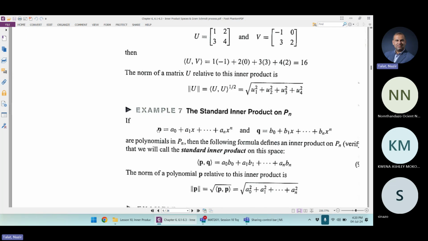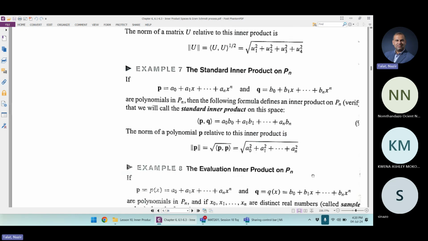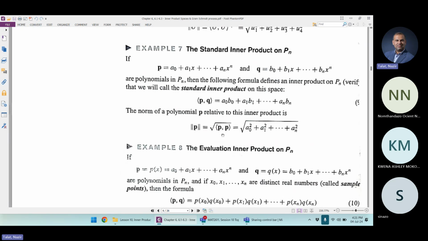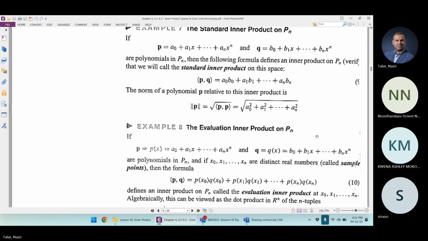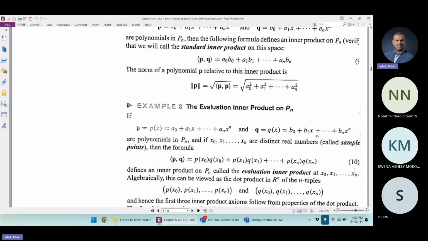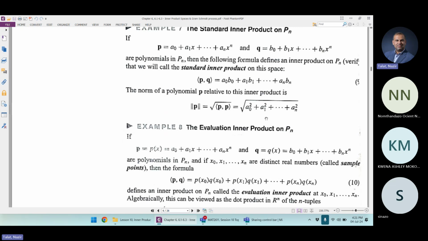So these are the coefficients a naught, a1, up to an of p. Also the coefficients of q are b naught, b1 up to bn. If you multiply their coefficients respectively in order, it will give us the inner product between the two polynomials. And also the norm: remember that the norm is just the square root of the inner product of p with itself, which becomes the square root of a naught squared plus a1 squared up to an squared. And here is an example of that one. One can check that this inner product satisfies all four axioms of an inner product.